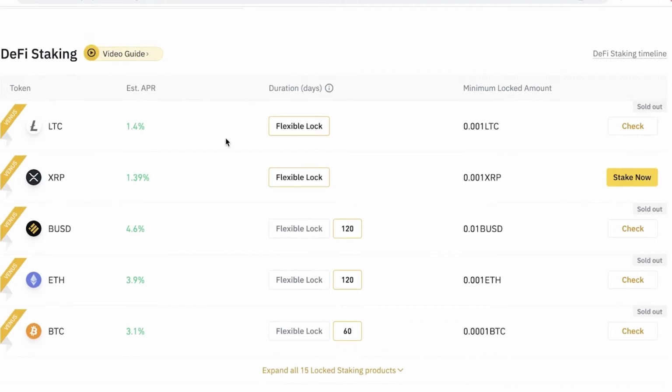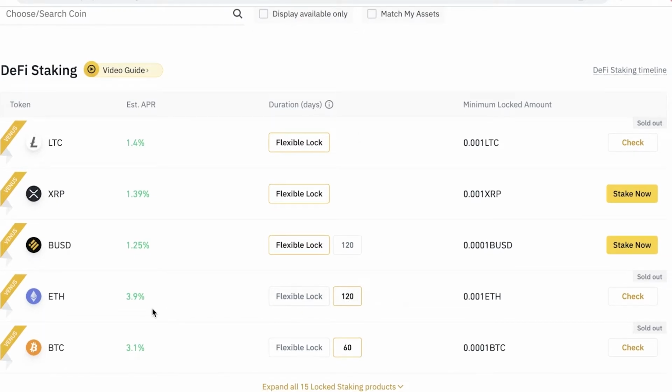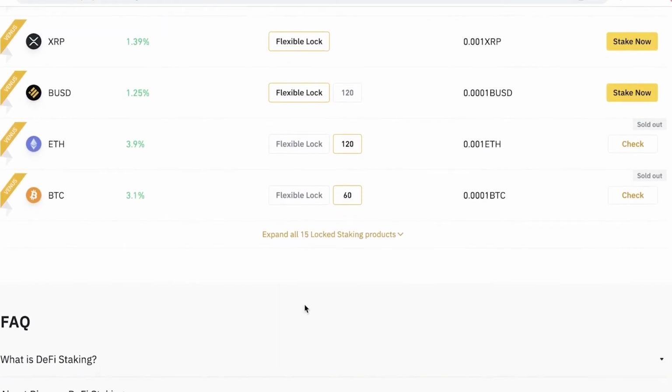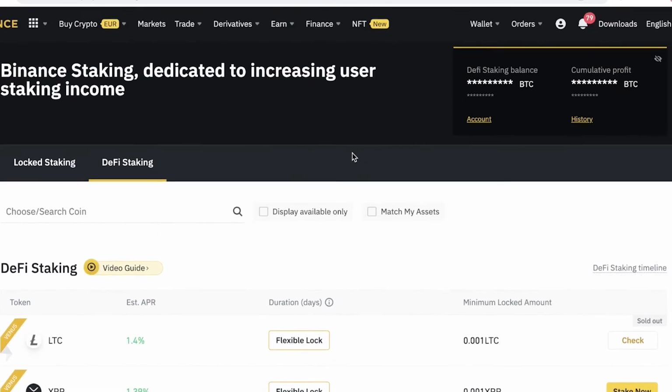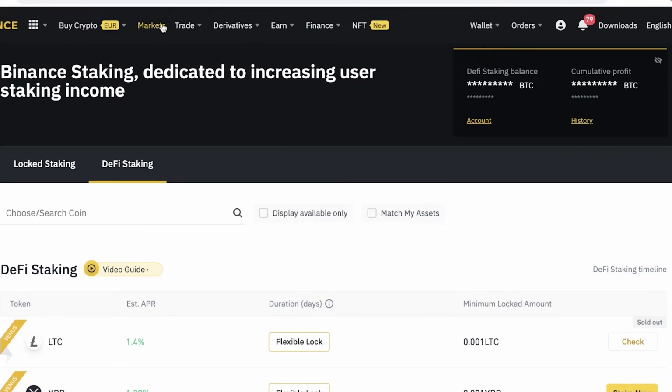However, you can see the DeFi staking has Ethereum, and you can choose a flexible lock or a specific amount of days that you can lock your Ethereum for, and you can see the estimated APR. However, this does have some risks, and depending on the time that you are going to be locking your money for, you might be able to lose the value of your money as well.